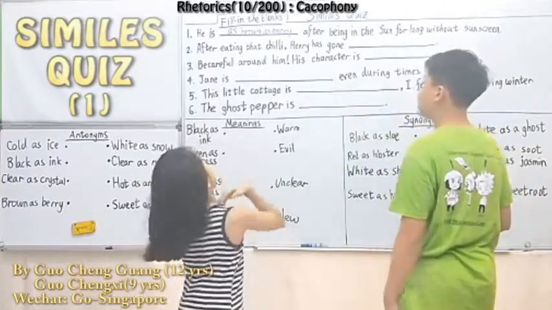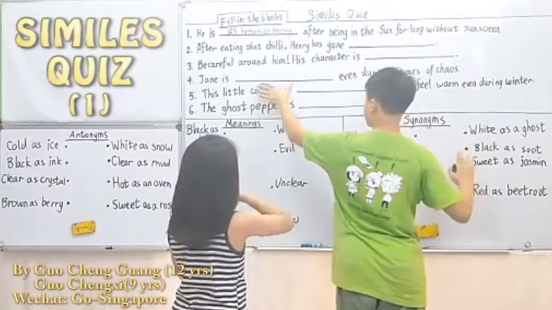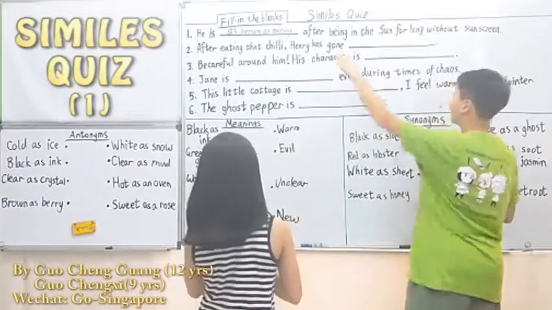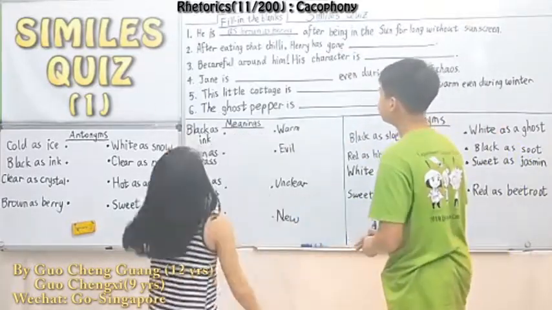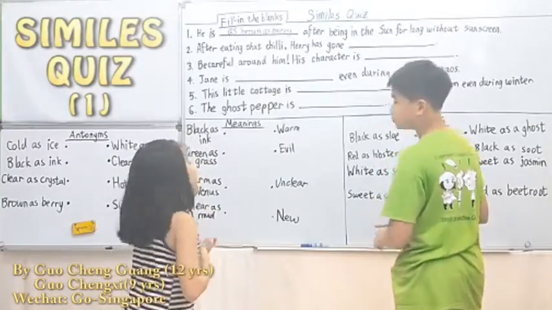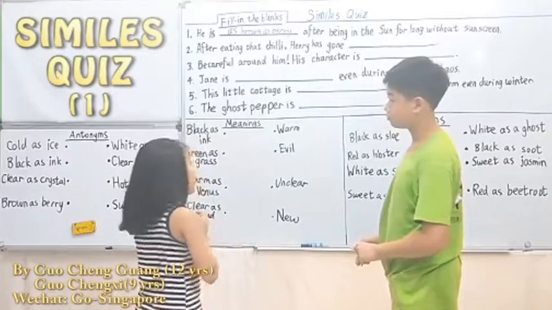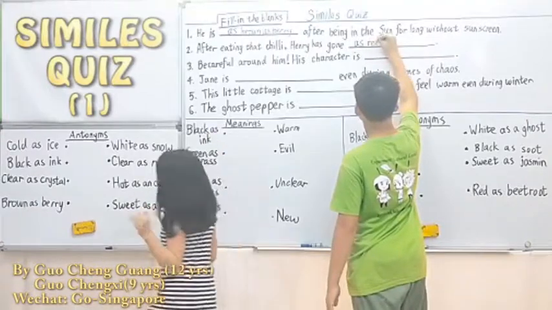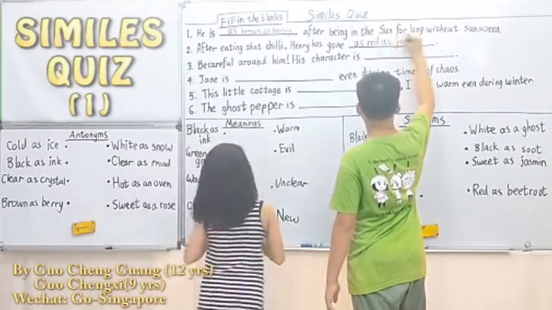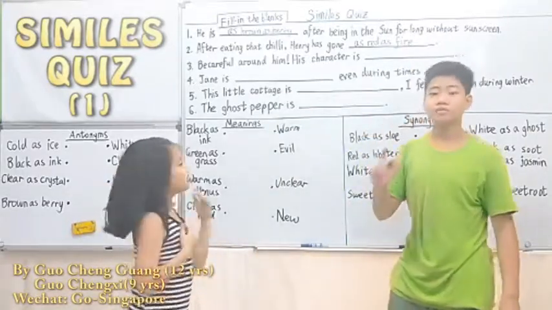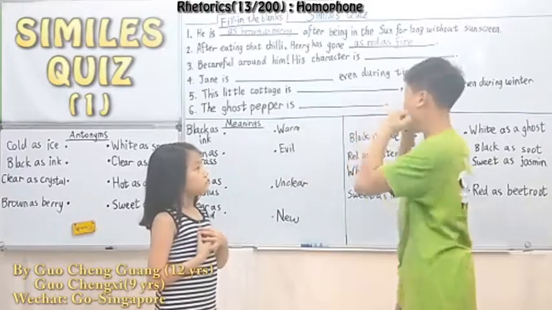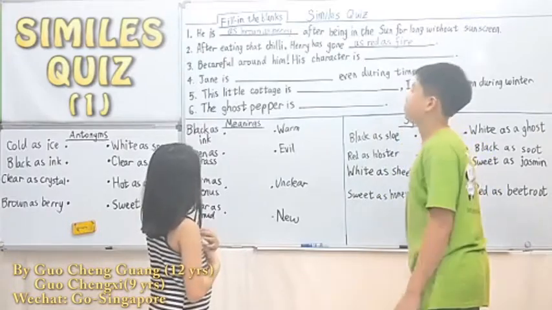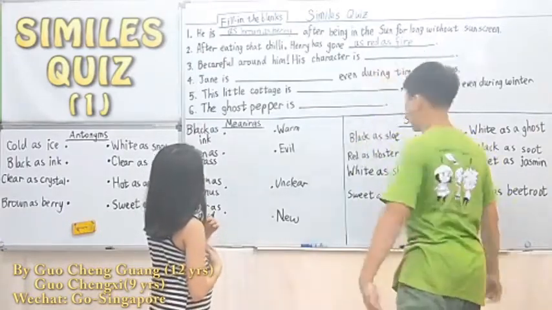Next part. Actually, some of these sentences, for example, this answer is in front, right? You need to read the whole sentence before you can choose. So you actually have read the whole sentence already, right? Yes. So second, after eating that chili, Henry has gone as red as fire. As red as fire means that you have actually gone very red, right? Yep. So you have gone very red because you ate the chili. Okay, so this is also right.